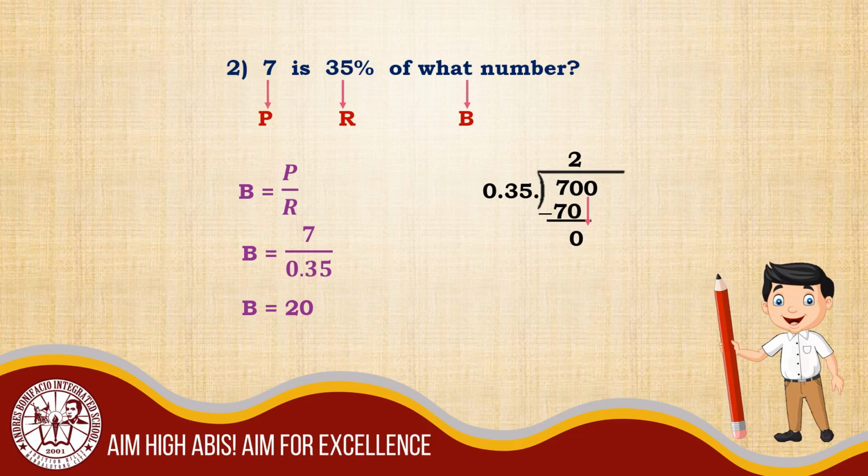Bring down 0. 0 divided by 35 is 0. 0 times 35 is 0. Then subtract. 0 minus 0 is 0. Therefore, the base is 20.